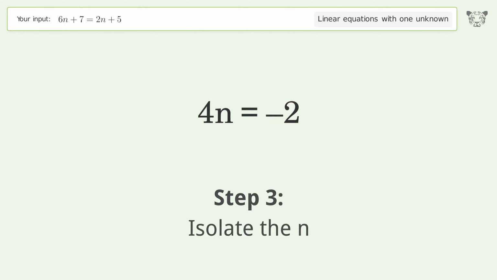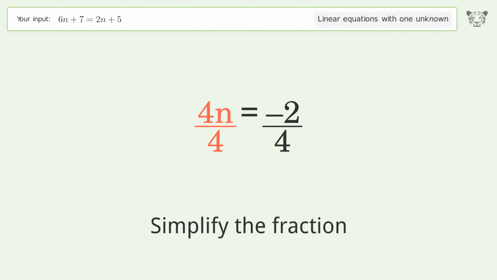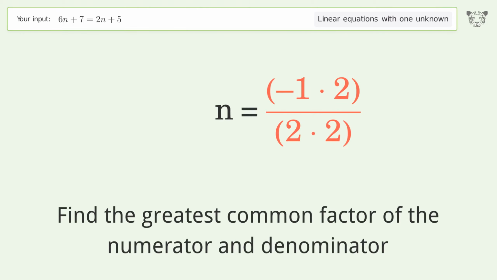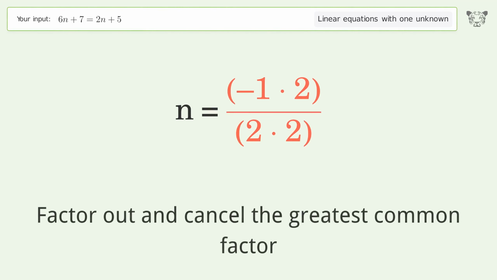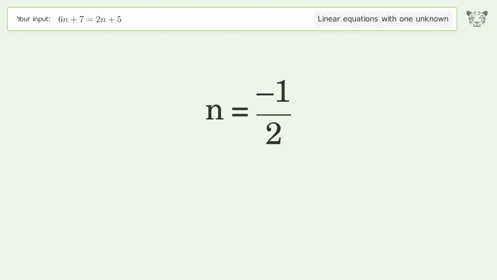Isolate the n. Divide both sides by 4. Simplify the fraction. Find the greatest common factor of the numerator and denominator. Factor out and cancel the greatest common factor. And so the final result is n equals -1/2.